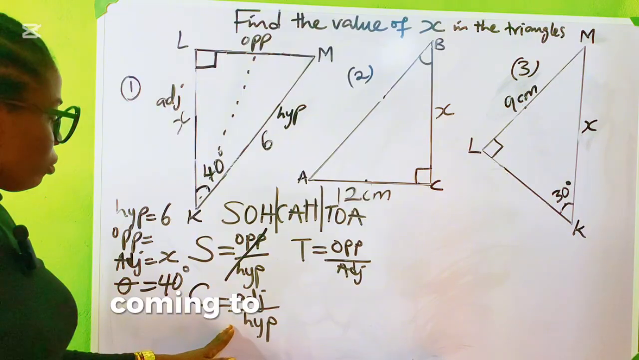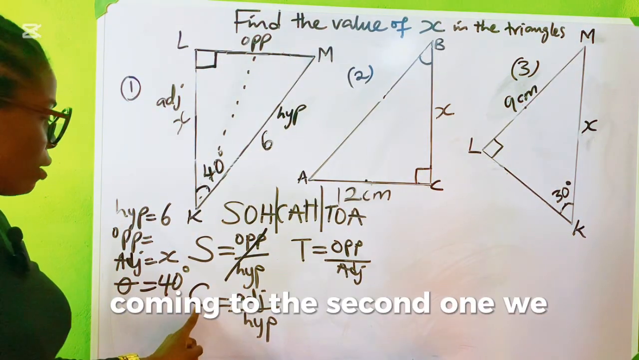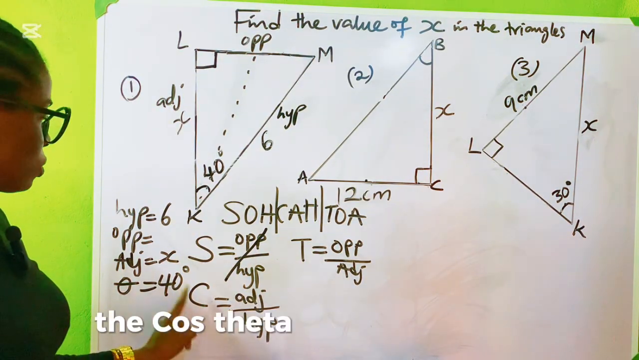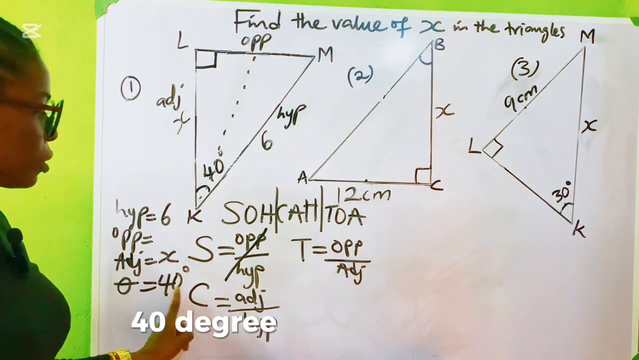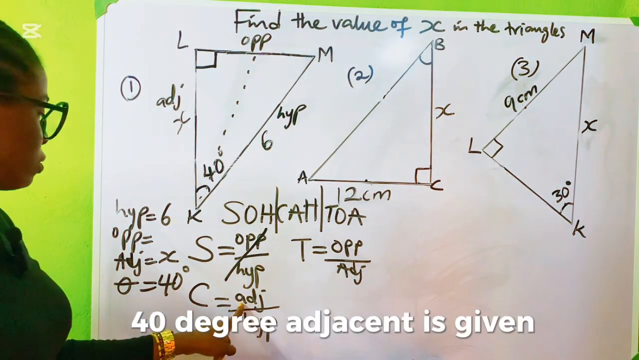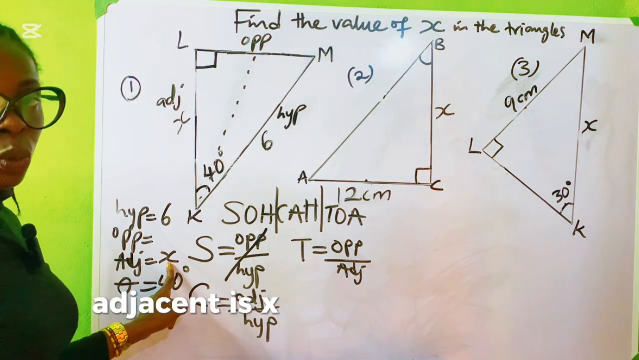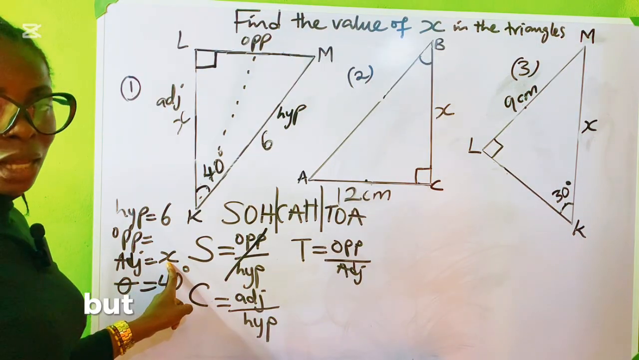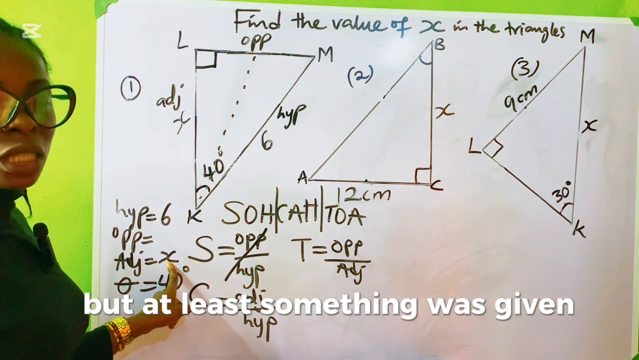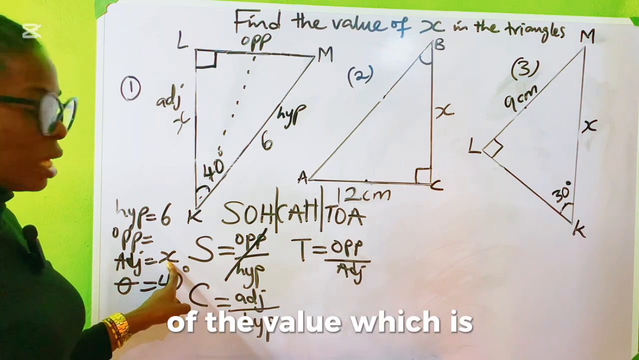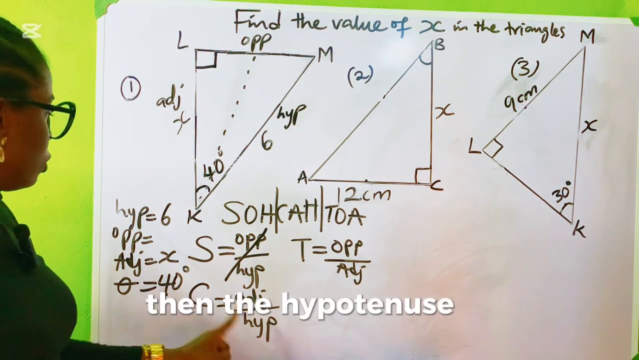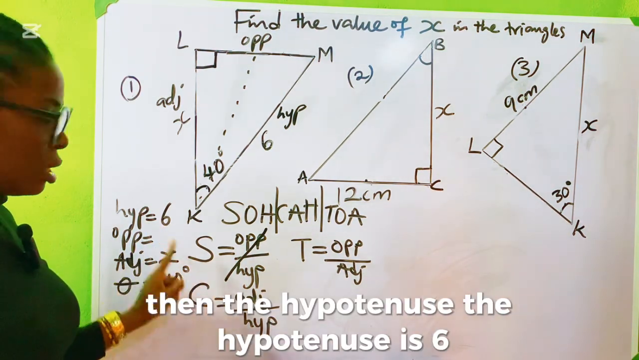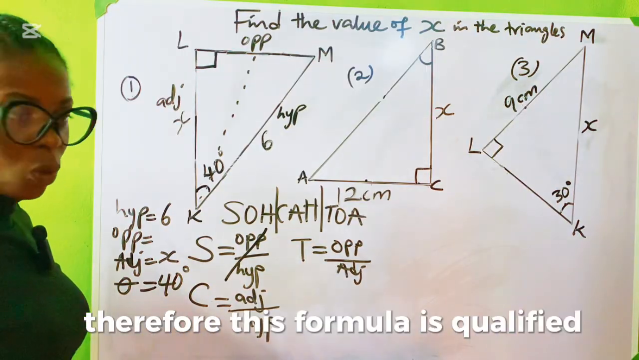Coming to the second one, we have the cos theta, which is the angle 40 degrees. Adjacent is given. Adjacent is x. We don't know the value of x, but at least something was given in place of the value, which is x. Then the hypotenuse. The hypotenuse is 6. Therefore, this formula is qualified.